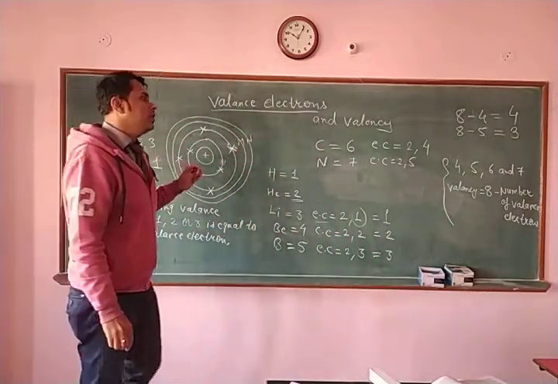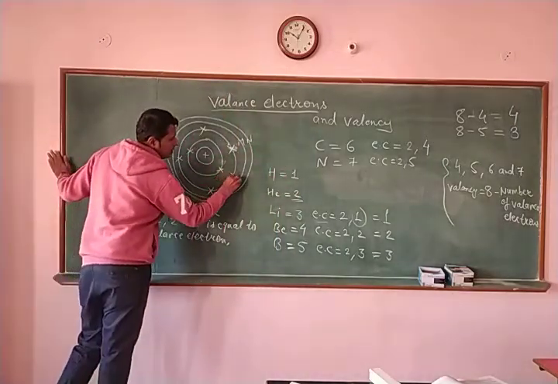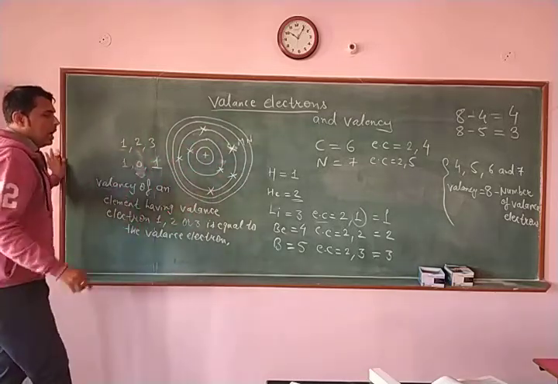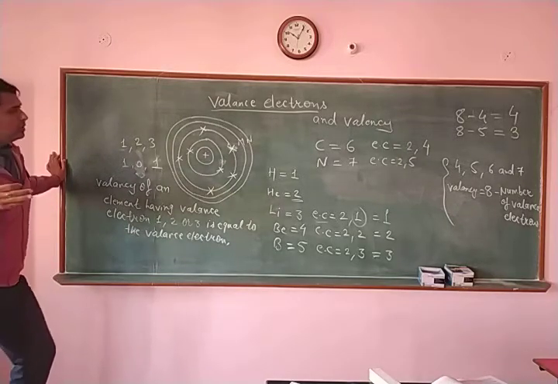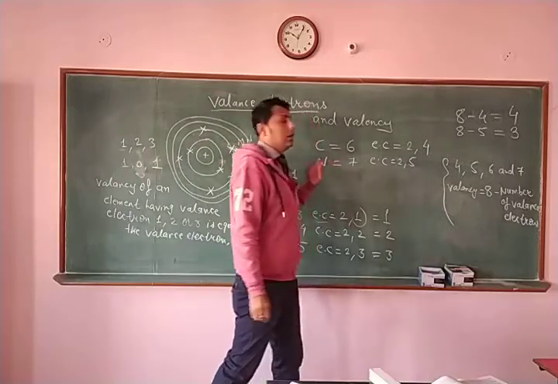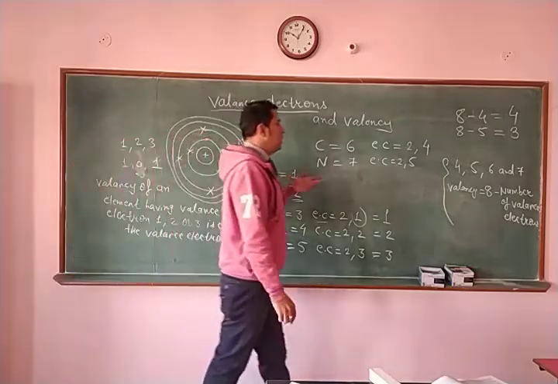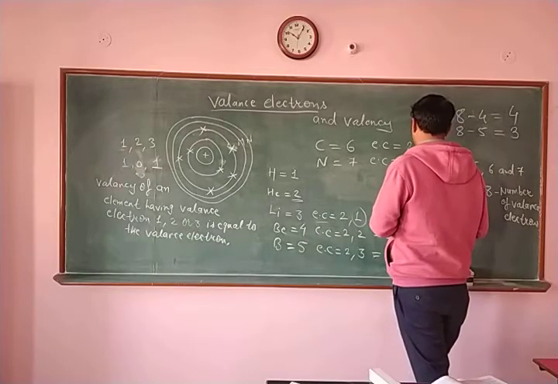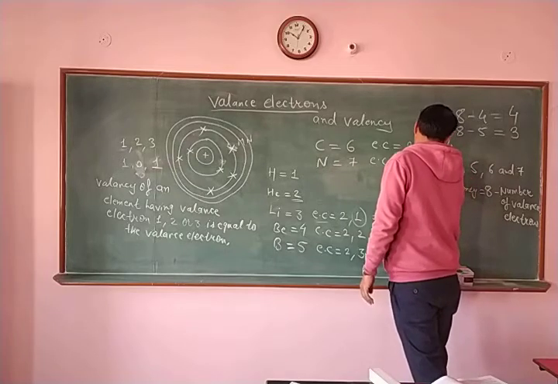So what is the valency of nitrogen? 3. Nitrogen has 7 electrons: 1, 2, 3, 4, 5, 6, 7. How many electrons does nitrogen need to complete the octet? That is 3 electrons. So that is the valency for nitrogen. The valency for nitrogen will be 3.